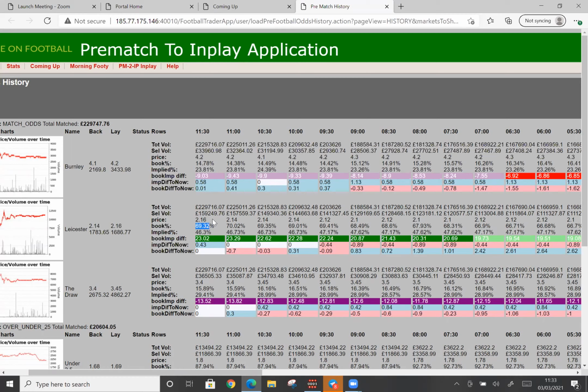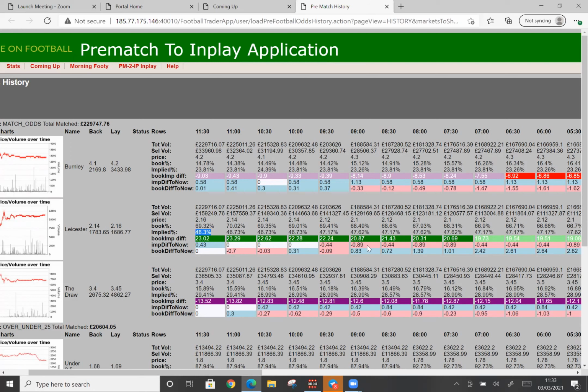Now, we don't know whether that money is to back or to lay. The implied price of Leicester is 46.13%, which is 2.16. So what we have is the book against the implied difference. And here they've taken 69% of the book. The implied price 46.3%. So the difference there is 23.2%. Then what we look for here is the implied difference to now and the book difference to now.